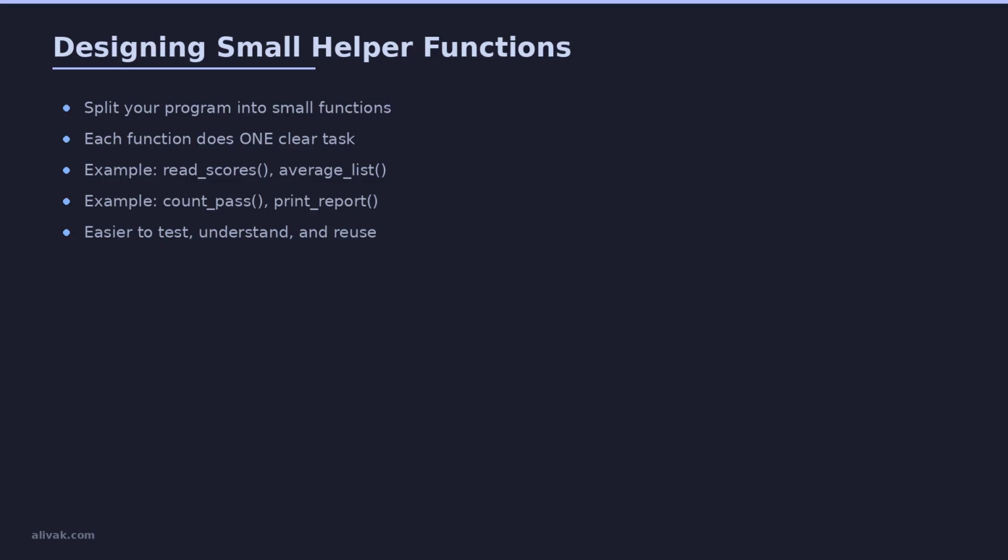When writing a larger program, it is good practice to split the work into small helper functions. Each function should do one clear task. For example, a grade report program could have read scores to get data from the user, average list to compute the average, count pass to count how many passed, and print report to display the final message. This style makes the code easier to test, easier to understand, and easier to reuse in other programs.